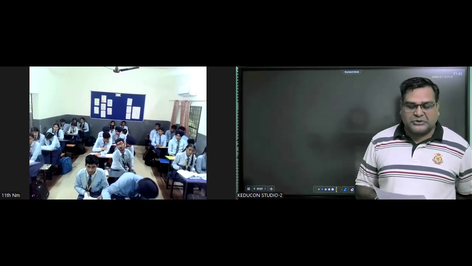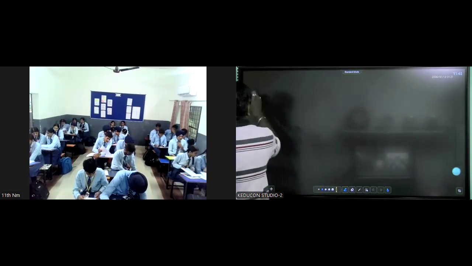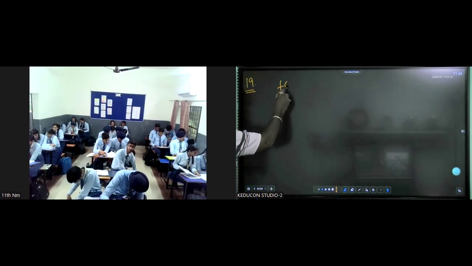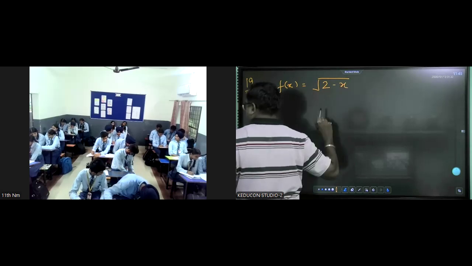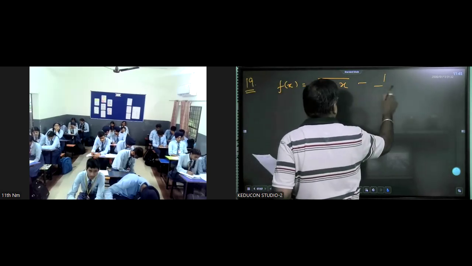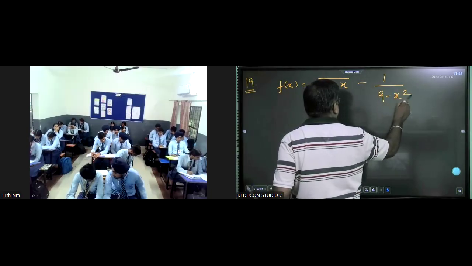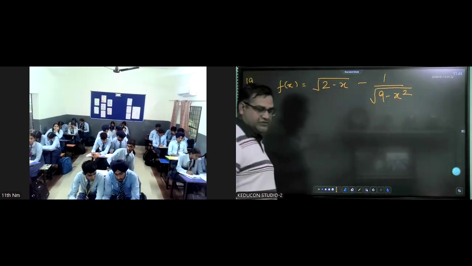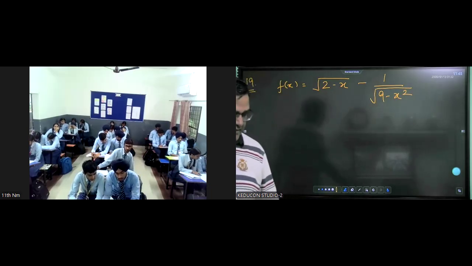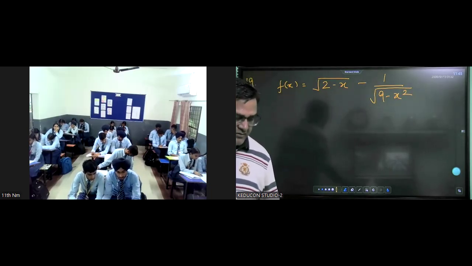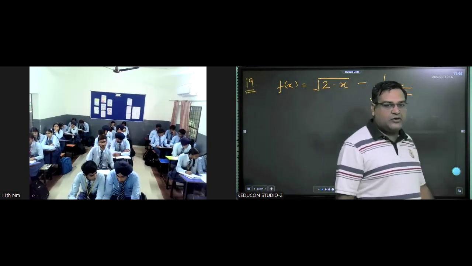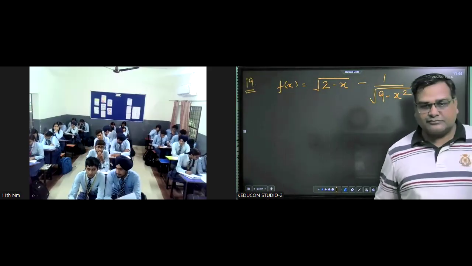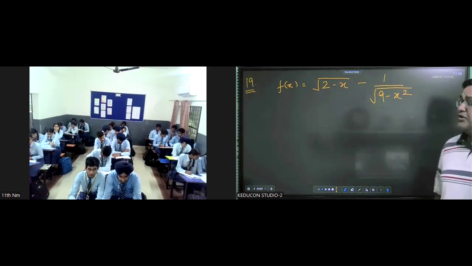So look at the question number 19, students. Look at the question number 19. Domain of the function. Let this function be given. You have to find the domain of this function. Right? Can you see the question number 19? Can you find out the domain of this function now? I'll tell you what you will have to do.